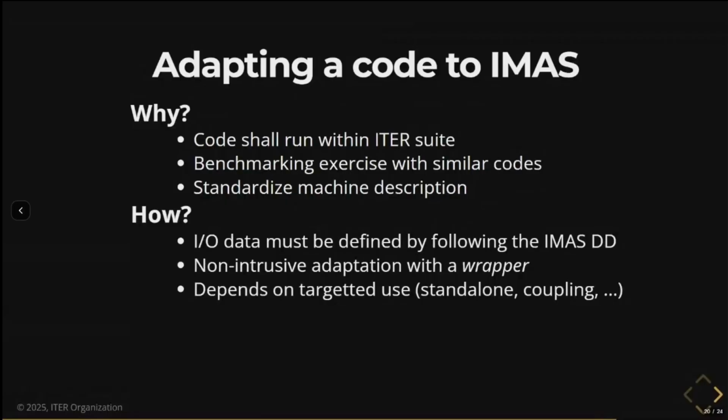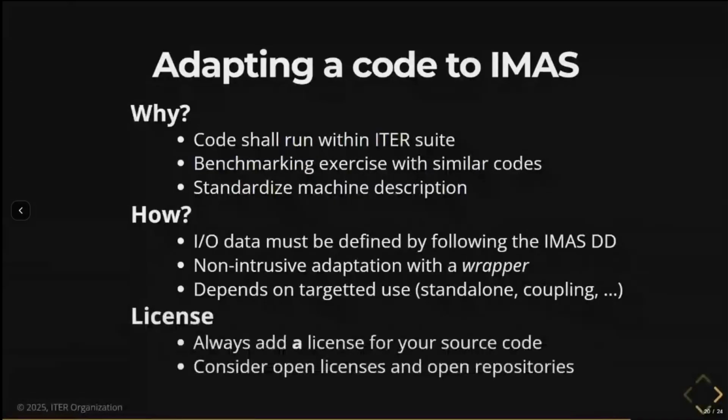Now, how you would do that, it's a bit free. The most important part is you need to make your I/O understand this IMAS data dictionary. That's the first and the most important step. Then you can have a very non-intrusive adaptation by just developing a wrapper around your code. And this really depends on your targets. But of course, the important bit anyway is to get a license for your code. Very often in the community, I see a lot of codes and they don't have a license or a clear license, or it's difficult to understand what is the license of the code.